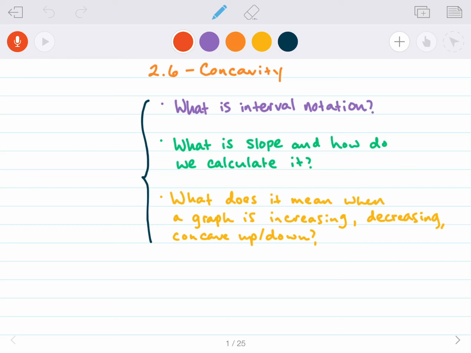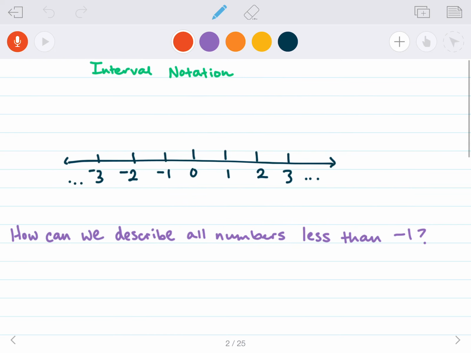Hey guys, this week we are going to talk about 2.6 in the textbook, concavity. Before we get into concavity, we need to talk about what interval notation is. So how do we describe sets in interval notation, or sets of numbers?